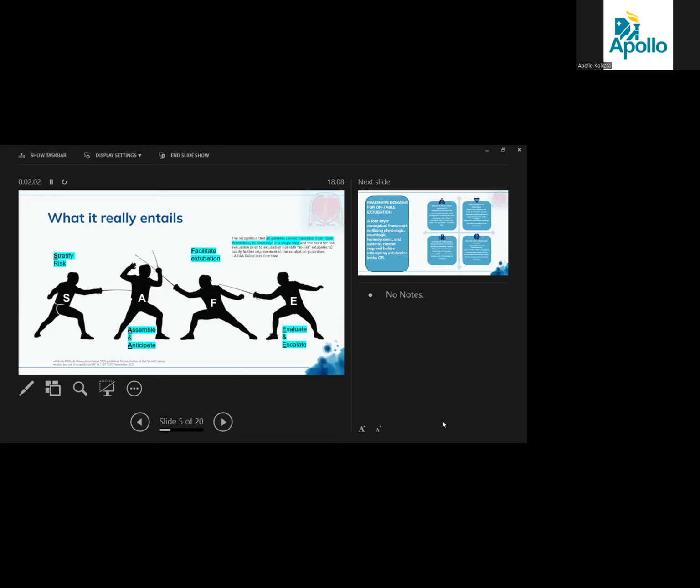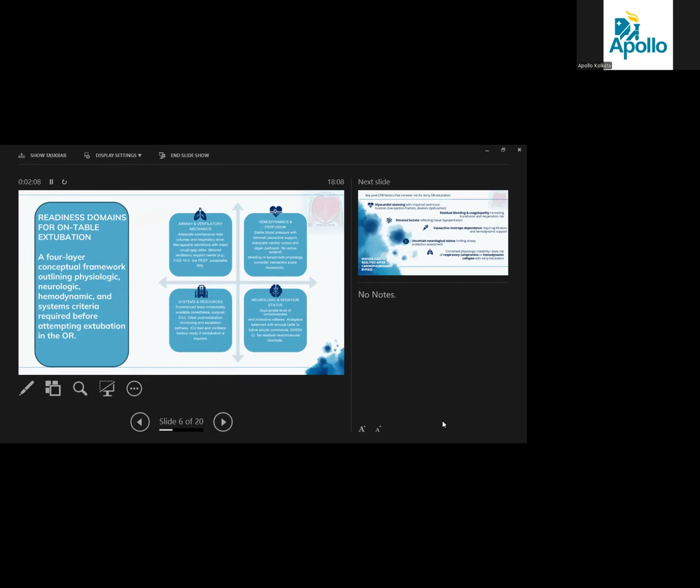Airway, on the other hand, maybe our oncological colleagues are seeing more. Yes. So we see the readiness for on-table extubation is a 4-layer framework where we need to see the airway and ventilator mechanics, the hemodynamics and perfusion, the system and resources, and neurological sedation and outcomes. Out of which the most important thing is the variation in the teams that we all have. A hospital-to-hospital variation, interdepartmental variation, a variation between 2 different consultants can change the management of the patient and hence the outcome and the course of extubation of the patient.